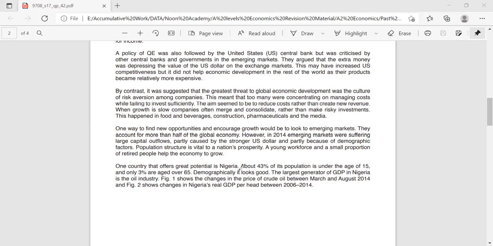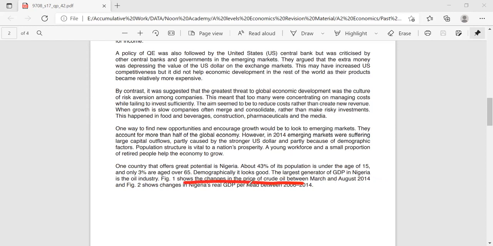One country that offers great potential is Nigeria. About 43% of its population is under the age of 15. So just imagine what I was trying to explain. 43% means that out of 100 random people that you choose in Nigeria, 43 will be below the age of 15, and only 3% are above the age of 65. Just imagine how young the population is. Demographically, it looks good. The largest generator of GDP in Nigeria is the oil industry.